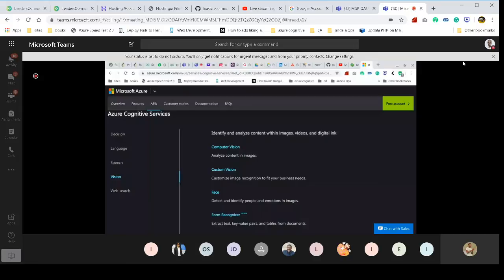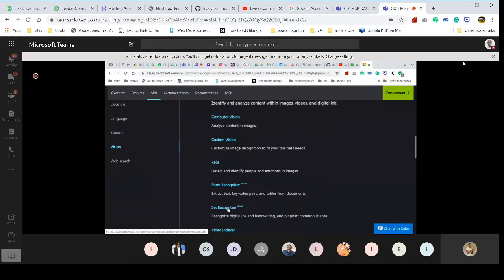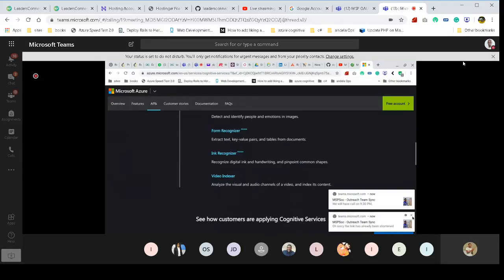Custom Vision is like tweaking Computer Vision to your specific needs. For instance, if you have different models of a laptop and you want to identify each model by just looking at the picture or uploading the picture, you can use Custom Vision to do something like that. We have Face, which detects things like emotion, identifies people in images, Form Recognizer, Ink Recognizer, Video Indexer, which indexes your video, brings out information from your video.